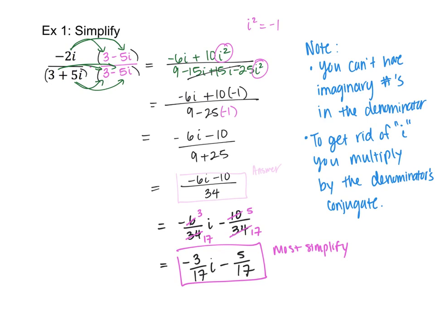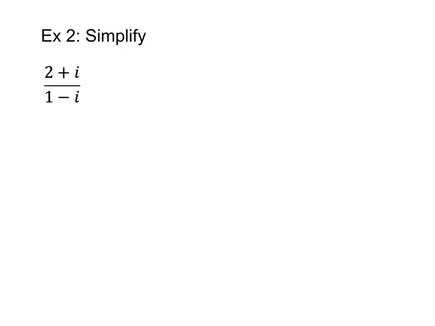So let's try another one. All right, so here I have 2 plus i and 1 minus i here. And so again, I have an imaginary number in the bottom. So what I'm going to do to start is multiply the bottom by its conjugate to get rid of it in the bottom. So the conjugate of 1 minus i is 1 plus i. So I have to multiply the top by that too.